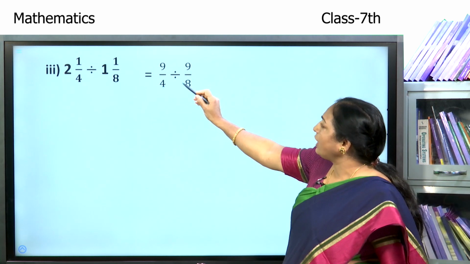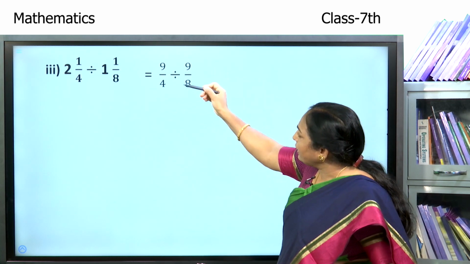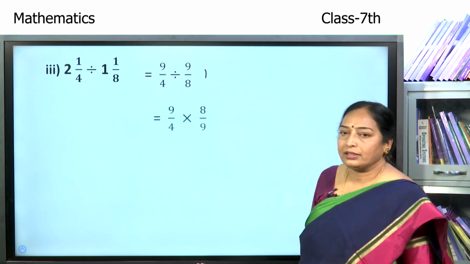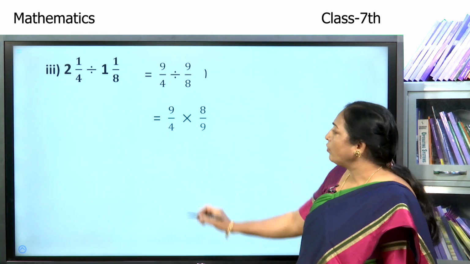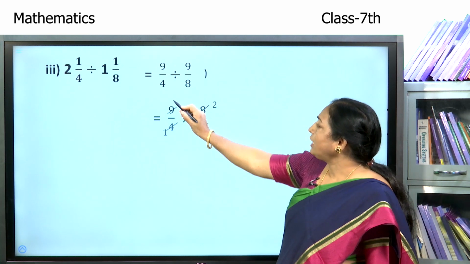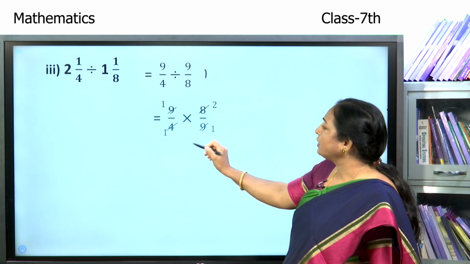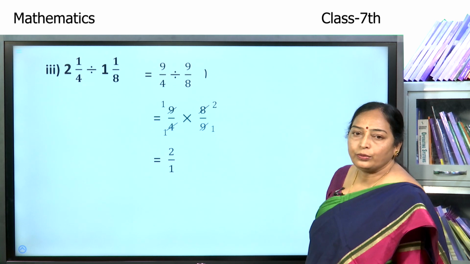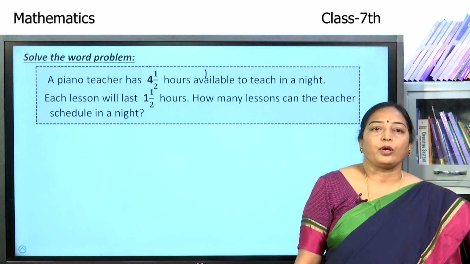Change the division sign as multiplication and multiply 9 by 4 by the reciprocal of 9 by 8, that is 8 by 9. 4 and 8 both are divisible by 4. Therefore, 4 ones are 4, 4 twos are 8. 9 ones are 9, 9 ones are 9. By simplifying this, we will get 2 by 1 is nothing but 2. Answer is 2. Let us solve one word problem.